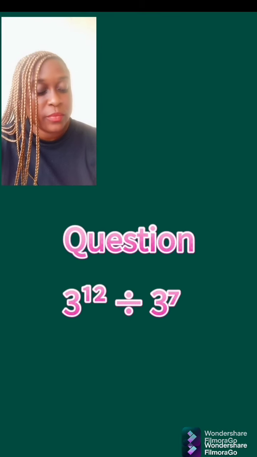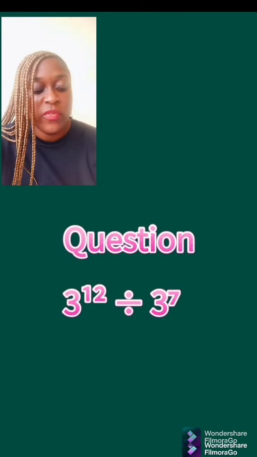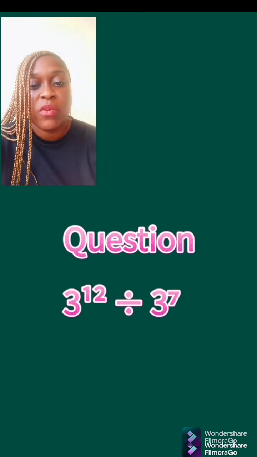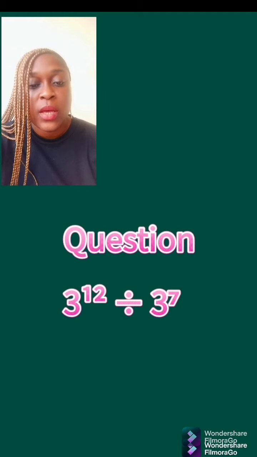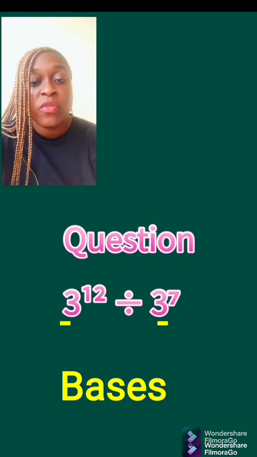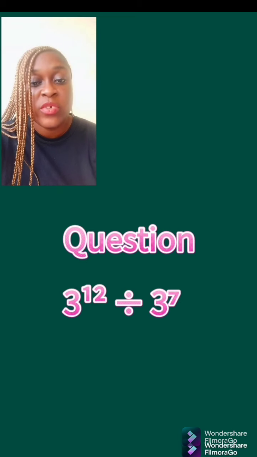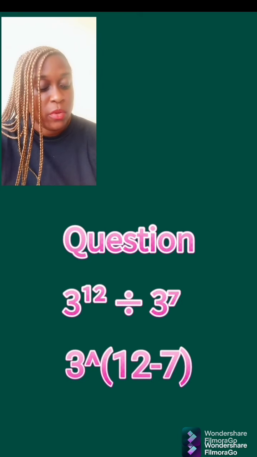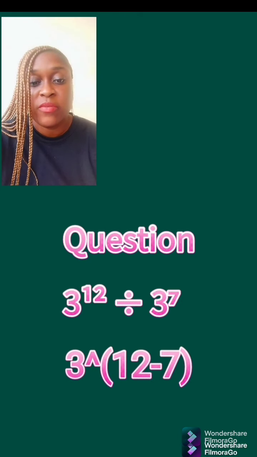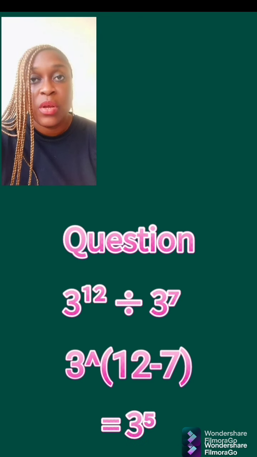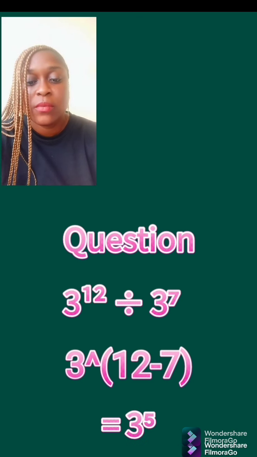But our next question goes like this: 3 raised to power 12 divided by 3 raised to power 7. Now we're going to say, since the bases are 3, they are equal, and the operation is division, we can apply this law. So we'll say 3 raised to power 12 minus 7, which will give us 3 raised to power 5.